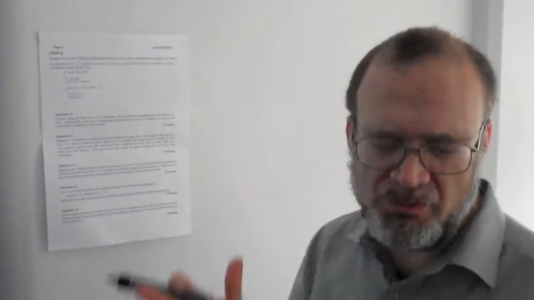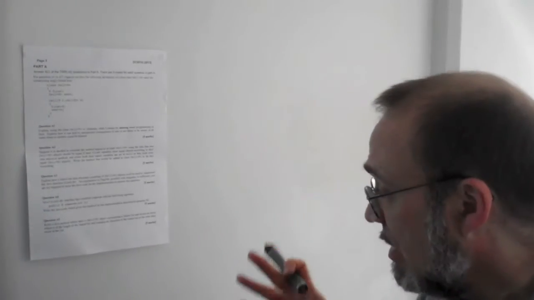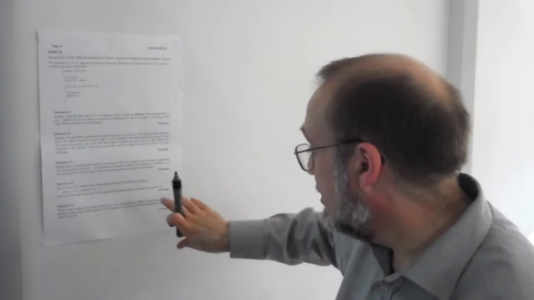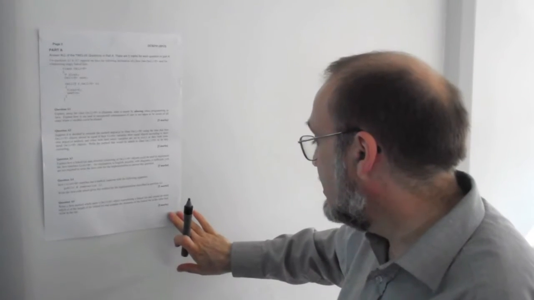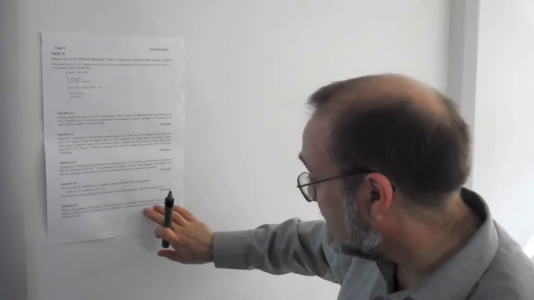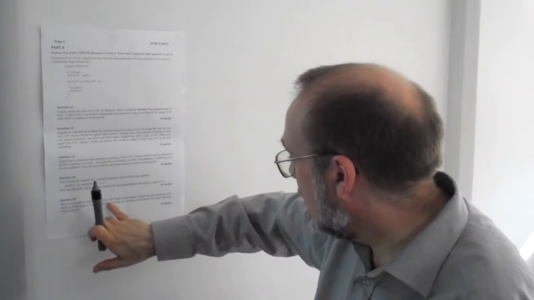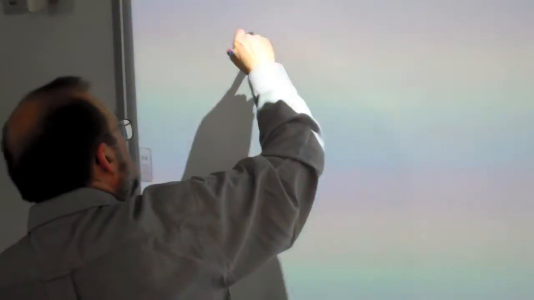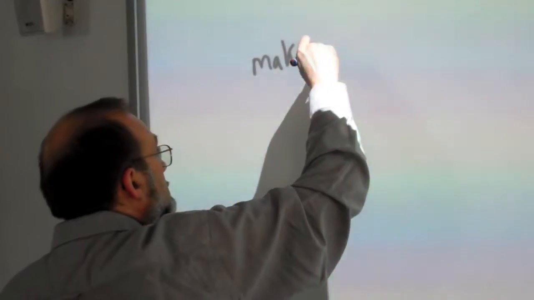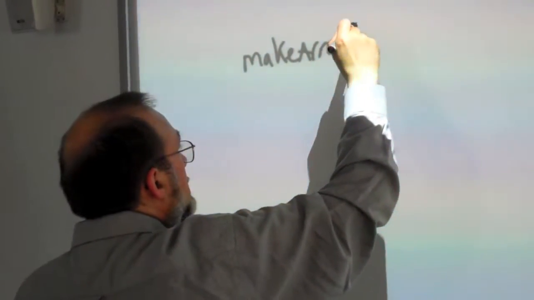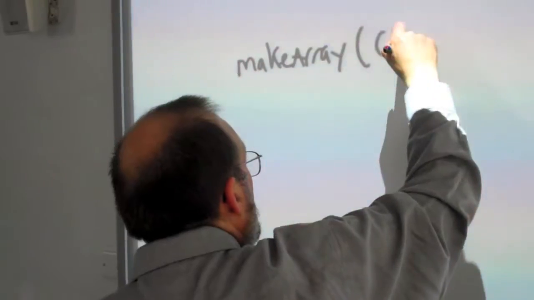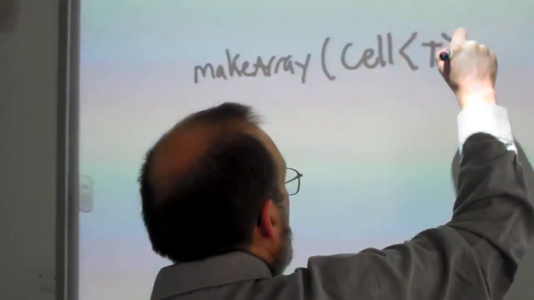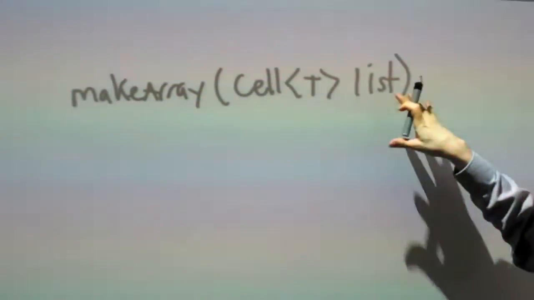Okay, now when writing code, as I said, the first thing you need to do is ask what does it take as an argument and what does it return? It doesn't say it's a static method, but it doesn't say it's called on an object, so it is a static method. It takes a cell object, returns an array of the length of the list, containing the elements. So let's call it makeArray. And it takes an object of type Cell<T>.